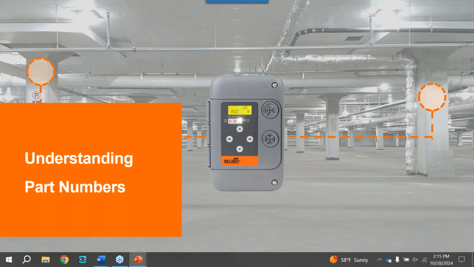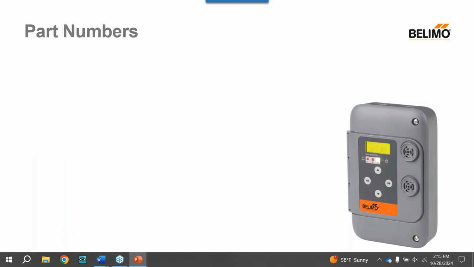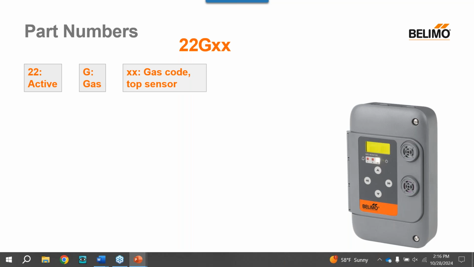Okay, so the next slides go over how to recognize the Belimo gas monitor part numbers. So as you probably know, 22 stands for active, which means 0 to 10 volts, 2 to 10 volts, 4 to 20 milliamps. G stands for gas. The XX here represents the gas code for the top sensor module. The YY represents the gas code for the bottom sensor module.